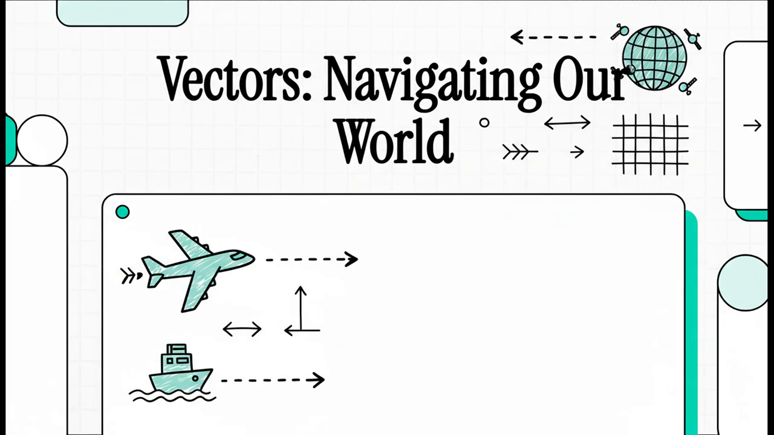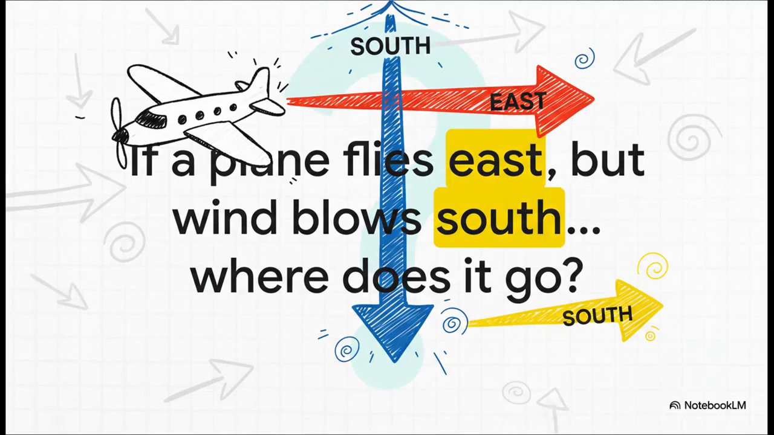Have you ever stopped to think about the hidden math that gets planes and ships and even our GPS satellites exactly where they need to go? Well, today, we're going to pull back the curtain and dive into the world of vectors to see how it all works. So, let's kick things off with a classic puzzle.